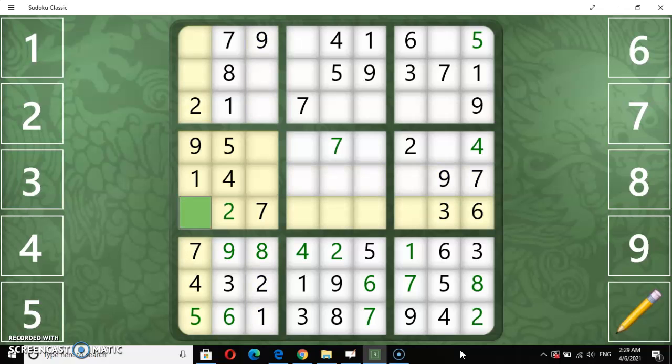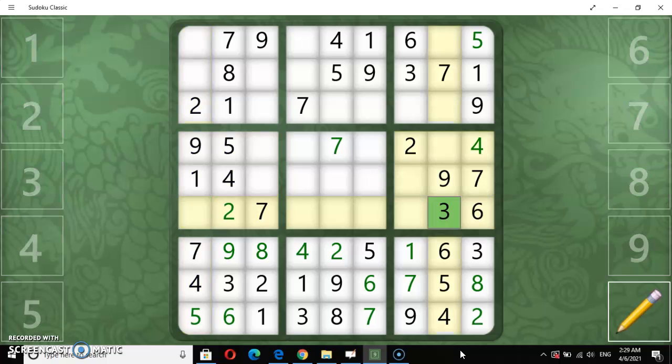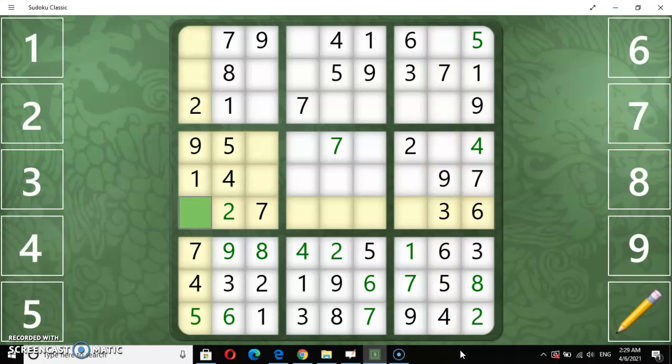Here I cannot write 3 because there is already a 3. Here I cannot write 6 because I have 6. So 8 is possible. So we have 3 and 6 remaining, and I can write them in these two cells. But we cannot decide now because we cannot guess. Okay, we can come back here.